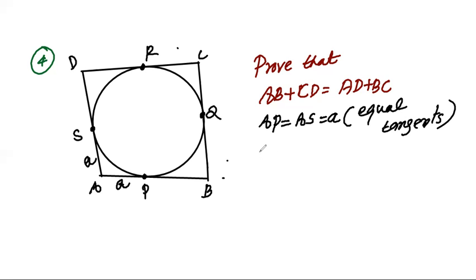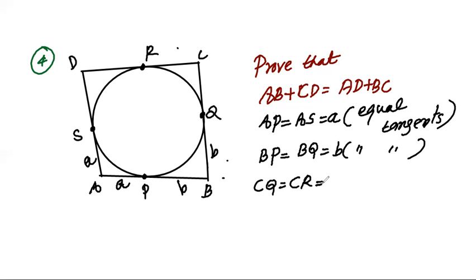Similarly, B is another external point. So tangents drawn from B are BP and BQ. They are also of equal length. So BP equal to BQ is equal to, let me mark it as b. The same reason, equal tangents. C is another external point. From C, there are 2 tangents, CQ and CR. Both have the same length, denoted by the letter c. So CQ is equal to CR is equal to c. Same reason of equal tangents.